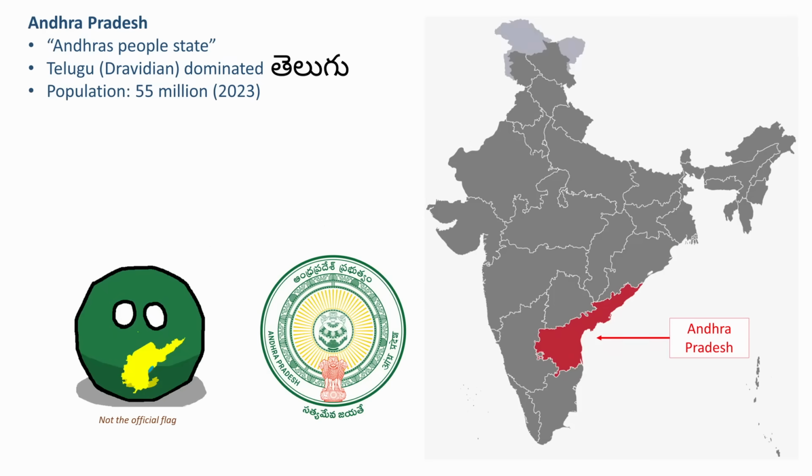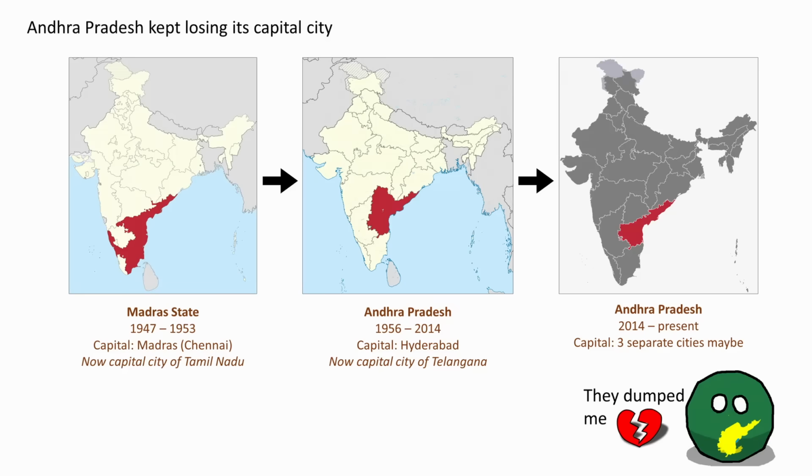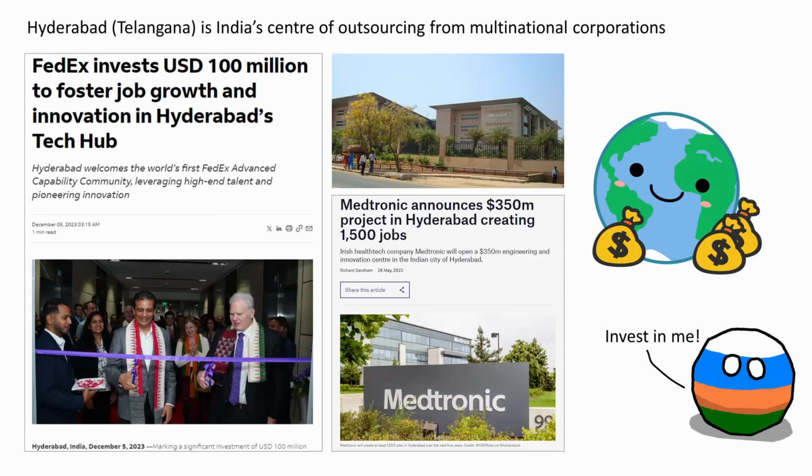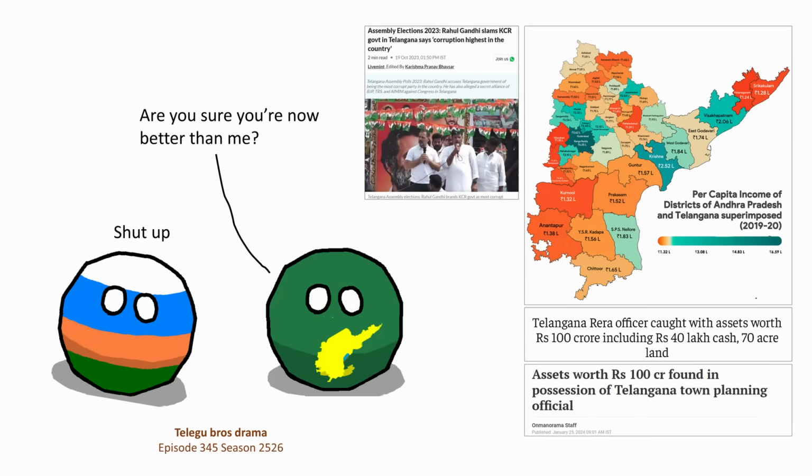Towards the east coast is the Telugu-speaking Andhra Pradesh, rockets, agriculture, and having bad luck losing its capital city to neighboring states. Above Andhra Pradesh is its Telugu twin brother Telangana, who took Hyderabad away for better outsourcing and better governance, which may or may not have worked.